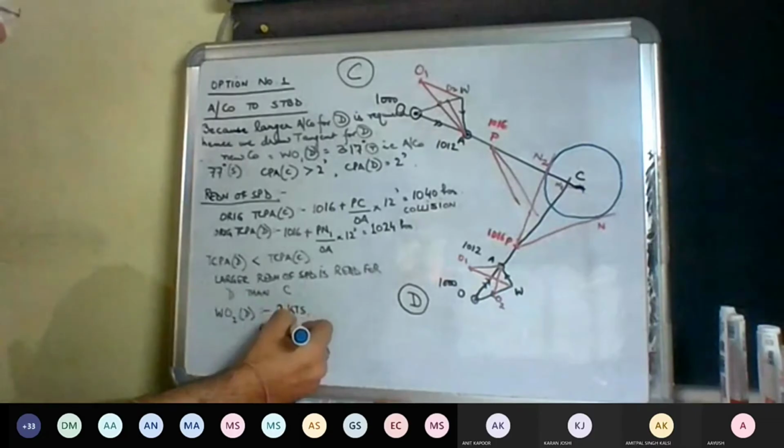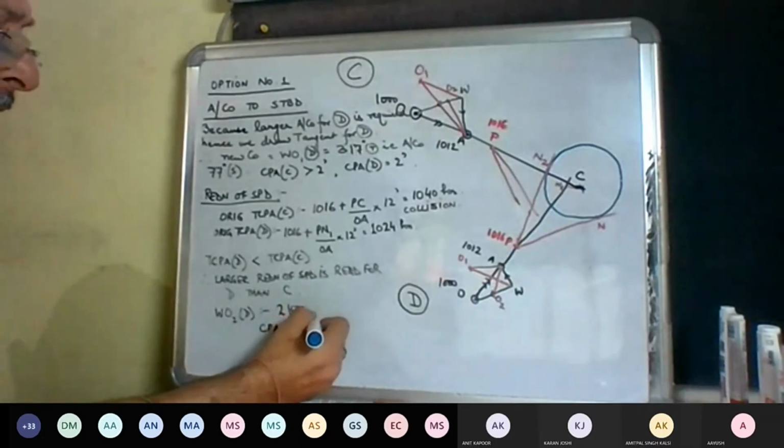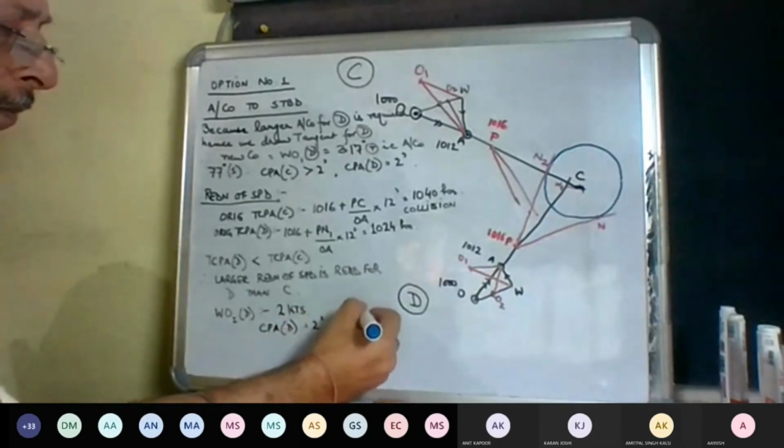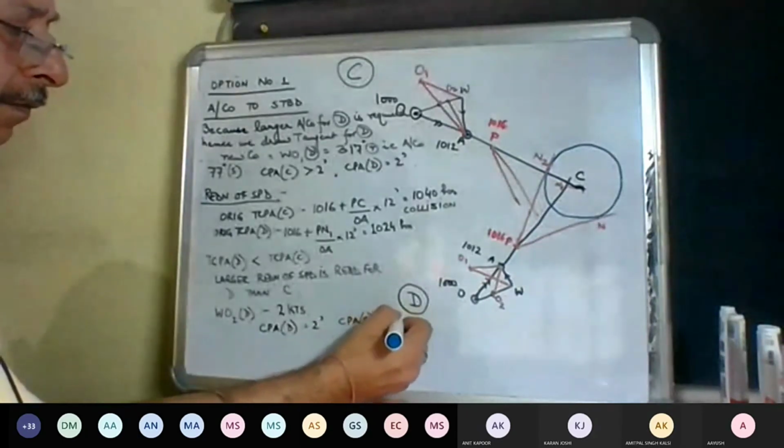CPA for Delta is equal to 2 miles. CPA for Charlie is greater than 2 miles.